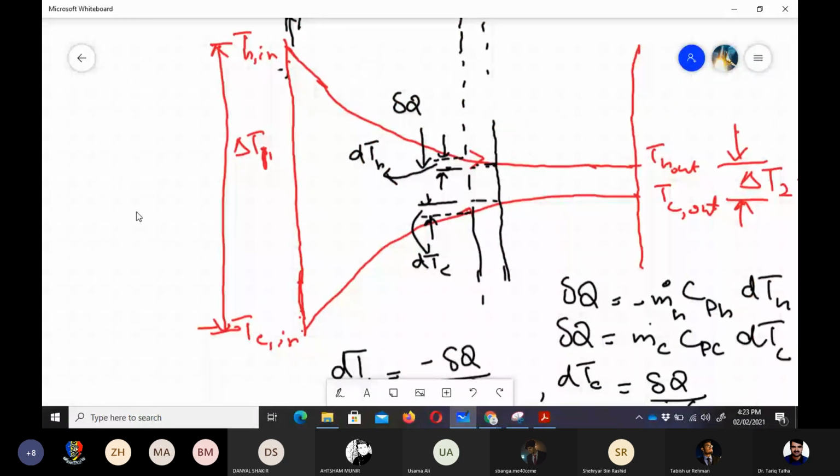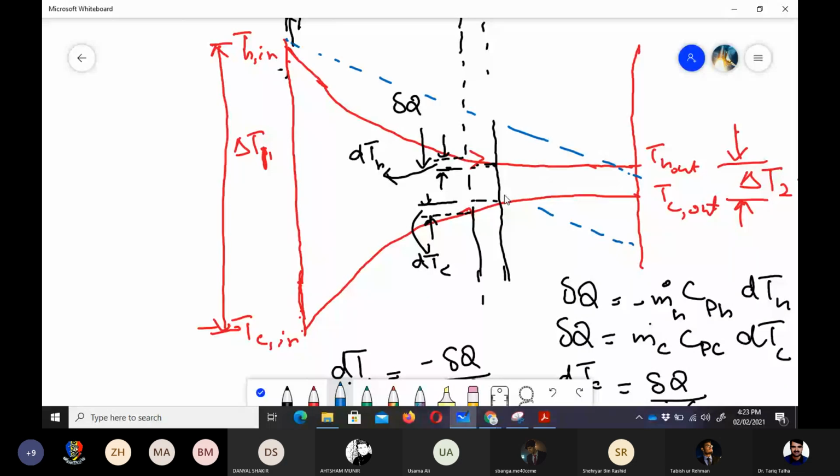Okay. So for the counter flow heat exchanger, this TC in would be somewhere here. If I draw that with the blue dashed line, it would be something like this. In that case, the TH in and TH out would be something like this. If this is TH in, TH out would be the same, but in that case, TC in would be here, and the cold temperature outlet would be here.